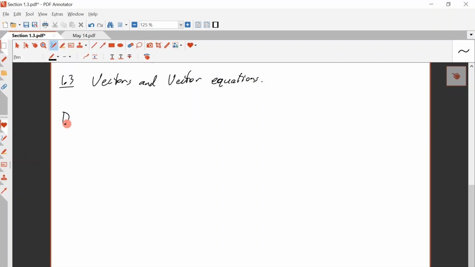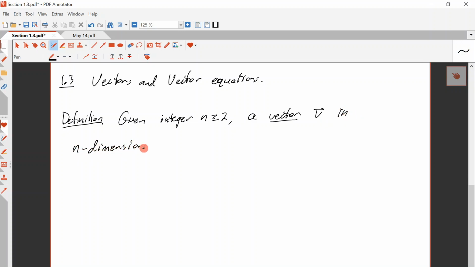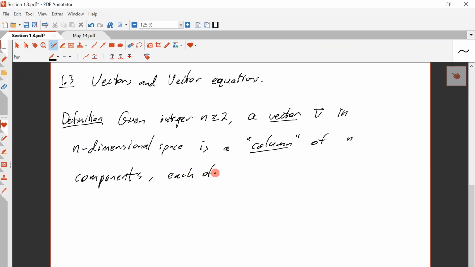So, definition. Given an integer n bigger than or equal to 2, a vector v in n-dimensional space is a column of n components, each of which is a real number, typically.